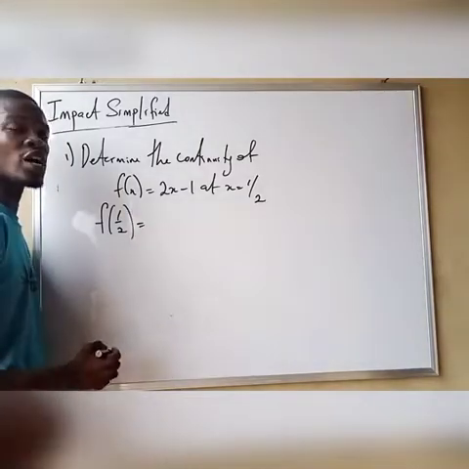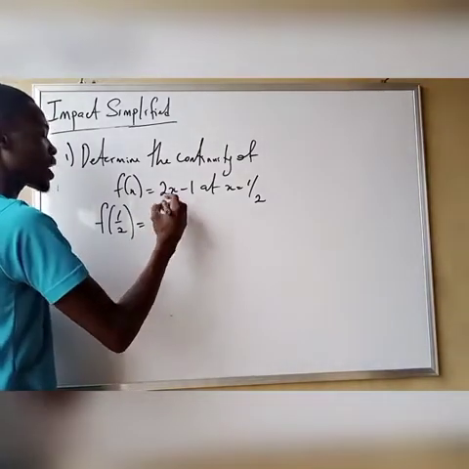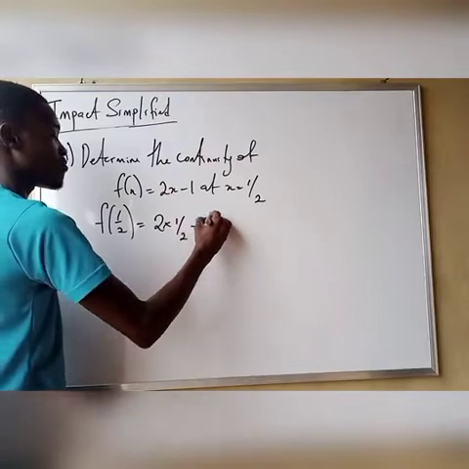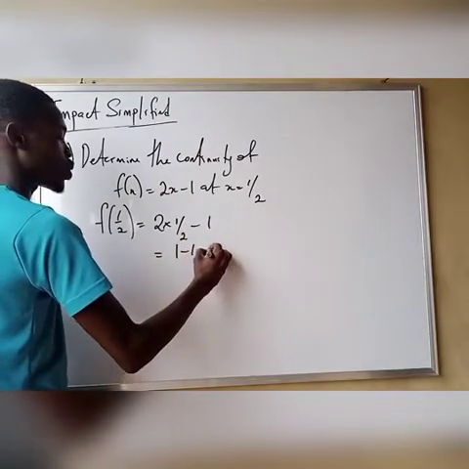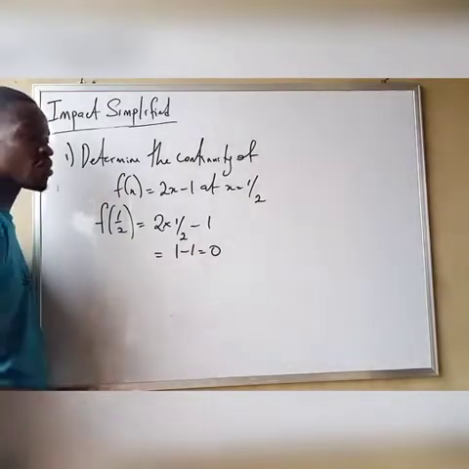That means what is your f of 2? That will give us 2 times x, and this will give us half minus 1. And what is 2 times this? We have it as 1 minus 1. What is 1 minus 1? We have it as 0.